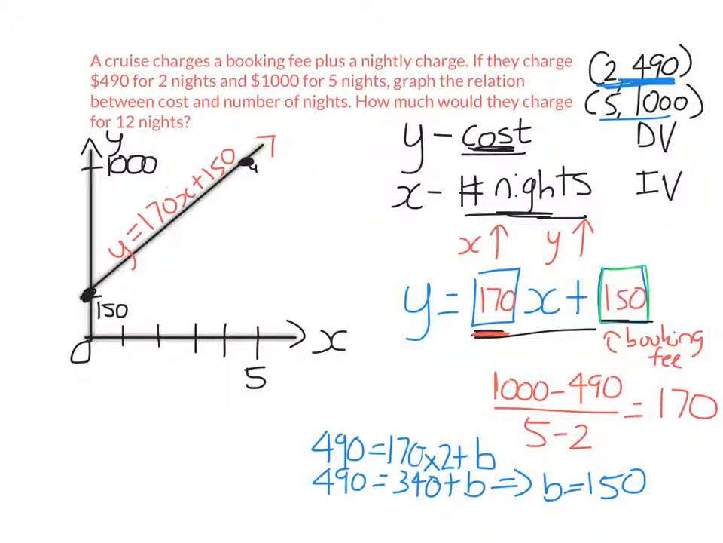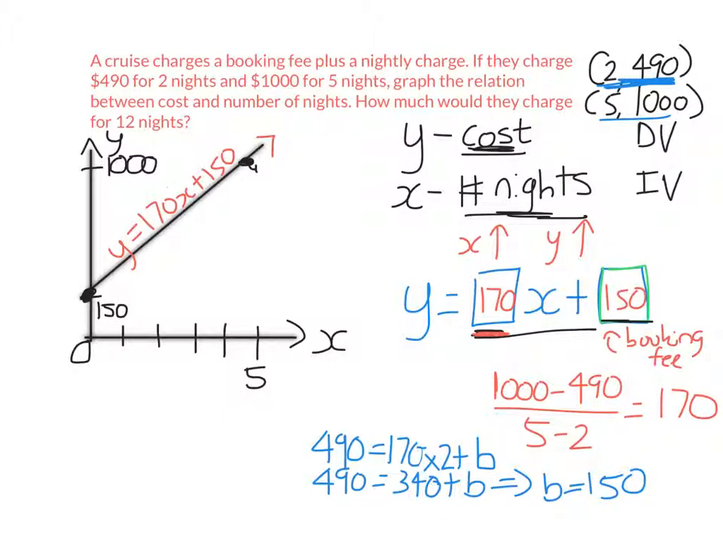Just when you're doing applications like this that involve money, sometimes there's going to be big numbers involved. You don't need to go and measure out your Cartesian plane, go from 0 to 100, 200, all the way up to 1,000. Just do it rough like I did here. There's no point spending the time making sure the measurements are right. So we've done the first part of this. We've graphed the relation between cost, which is y, and number of nights, which is x.